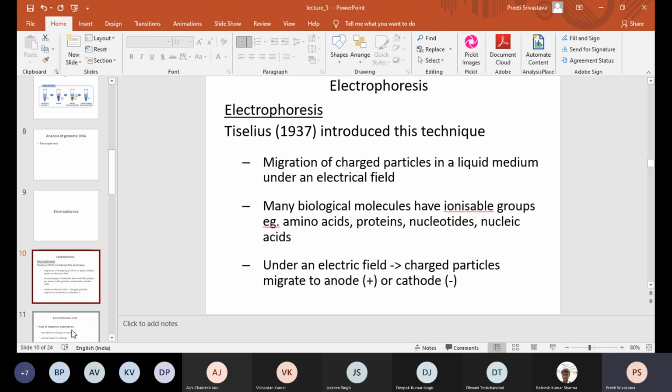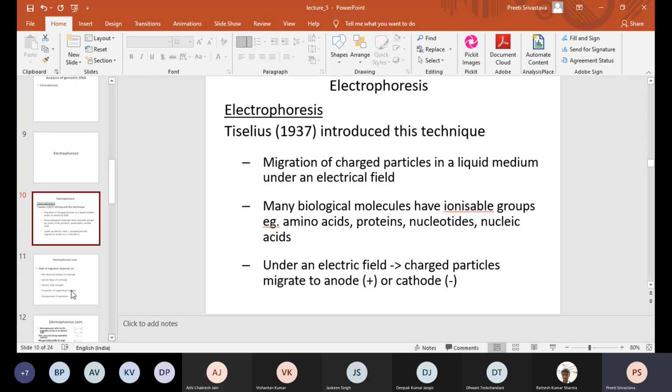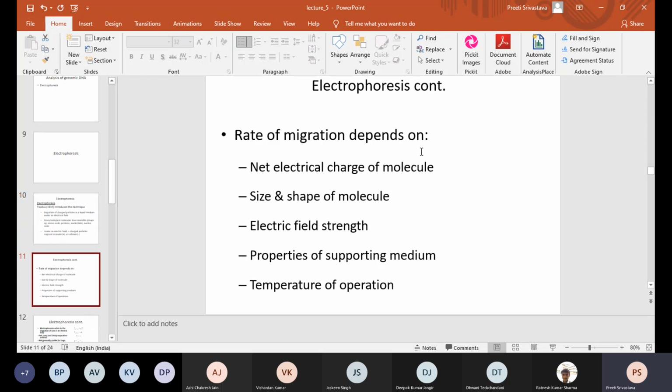So it also sometimes depends upon the temperature, because when the gels get heated up, the separation will be different. So this slide tells you what are the various parameters on which the rate of migration depends: net electrical charge on the molecule, size and shape of the molecule. When we say shape, it's the conformation of the molecule.